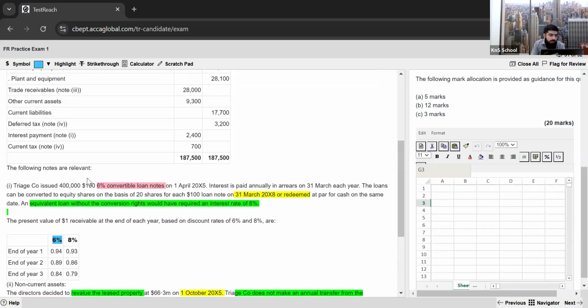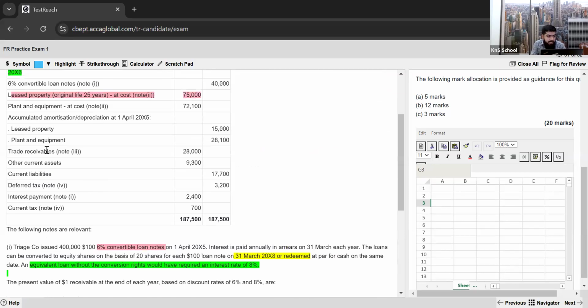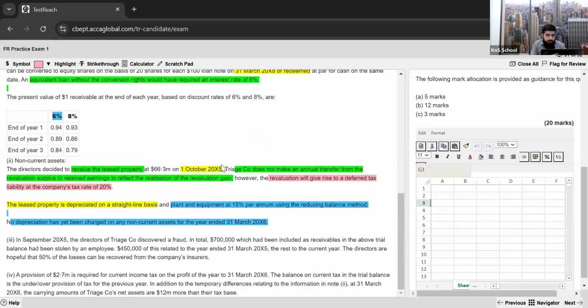Let me show you the trial balance and the trade receivables over here. Yes. And note 3 is also given over here. Okay. Now, 28,000 is the receivable. It means that 700,000 is included in that trade receivable, which has been included as the receivable in the above trial balance, had been stolen by an employee.